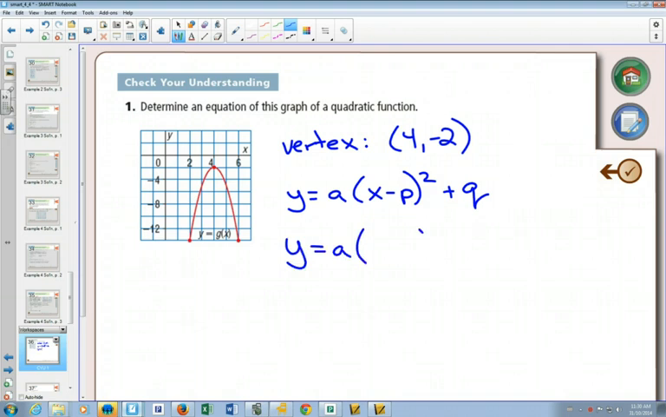Will it be x minus 4 or x plus 4 with the P? Minus 4. Because it's always the opposite of the vertex there. And then for Q, it will be the same, minus 2.